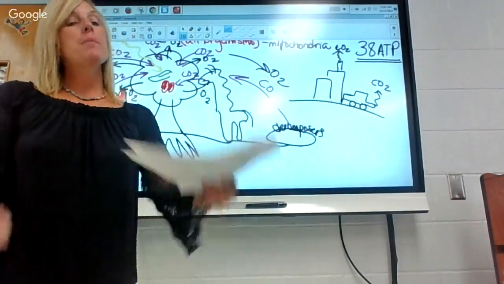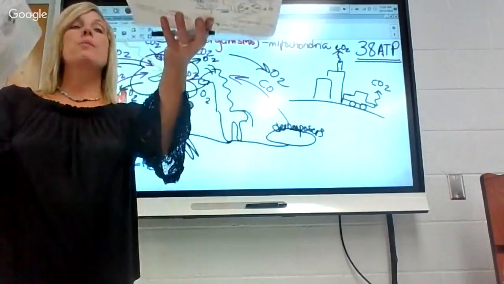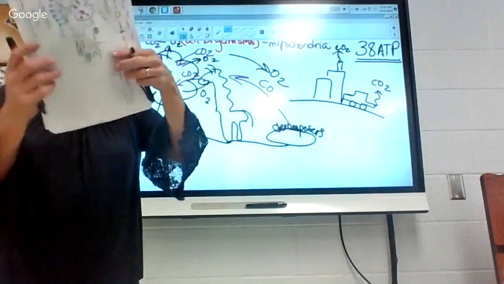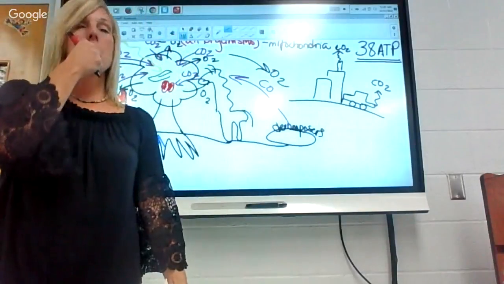Yeah. So if I burn this piece of paper, I'm releasing carbon dioxide too because it's carbon in this paper. That's why it turned black whenever I burnt paper yesterday.